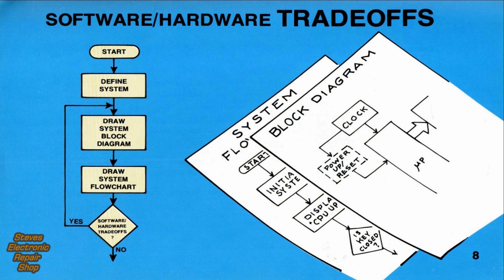If so, go back and check the block diagram. Then modify it to handle any problems that surface during the flowchart sequence. At this point, you begin to make trade-offs between hardware and software. Most problems can be handled with software, but at times hardware is the only way to go.